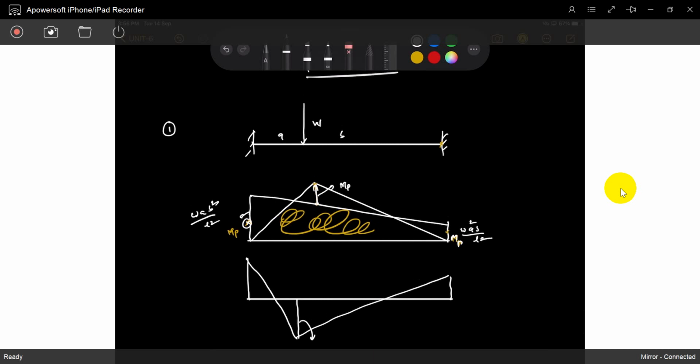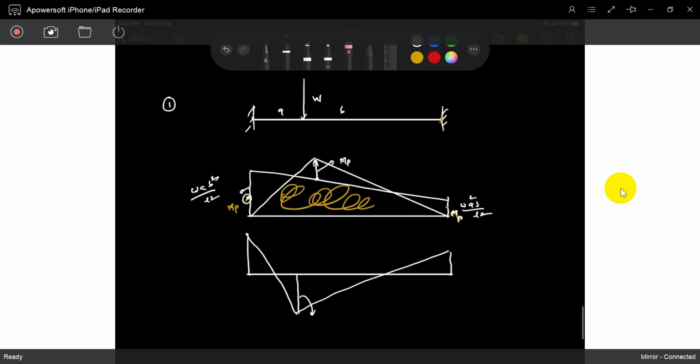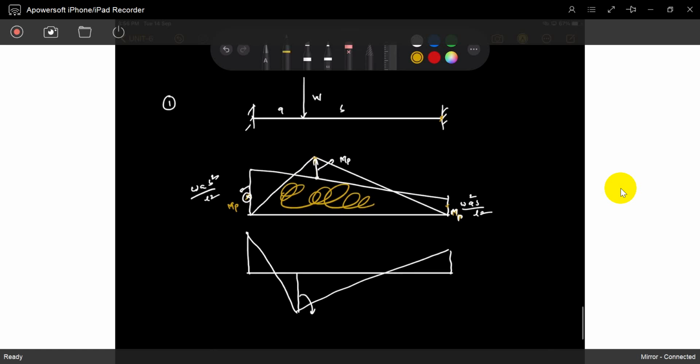So what is the bending? What exactly is the collapse load? So what is the collapse load? How can you write it, sir? So see, how can you see it? Just observe it.